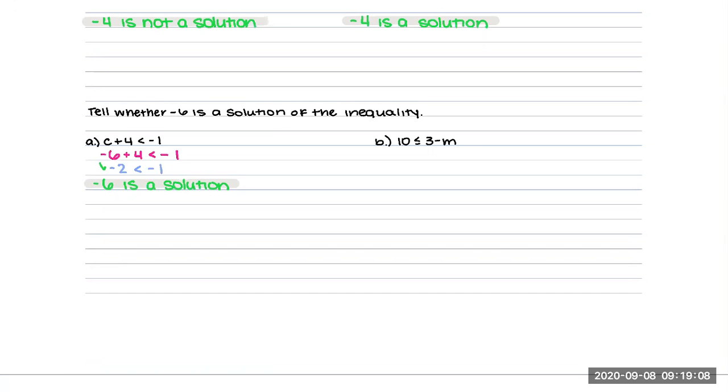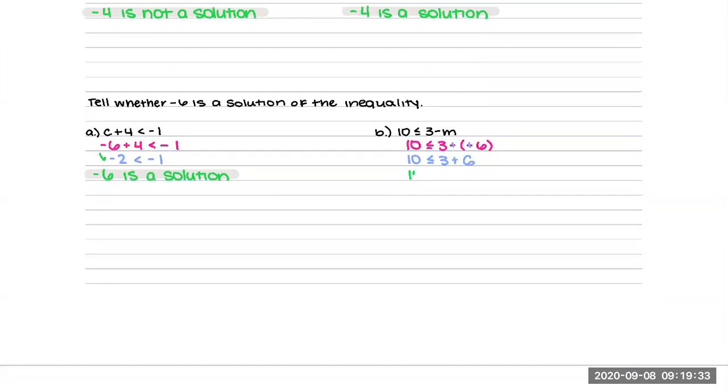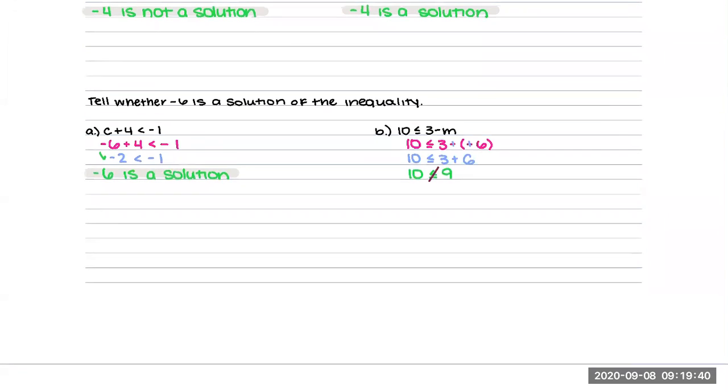For B, we have 10 is less than or equal to 3 minus m. We're going to again plug in that -6 for m. This is going to give us 10 is less than or equal to 3 minus -6. The 3 minus -6 is going to turn into 3 plus 6. So 10 is less than or equal to 3 plus 6. The 3 plus 6 gives us 9. So we have 10 is less than or equal to 9. This is a false statement, so -6 is not a solution.